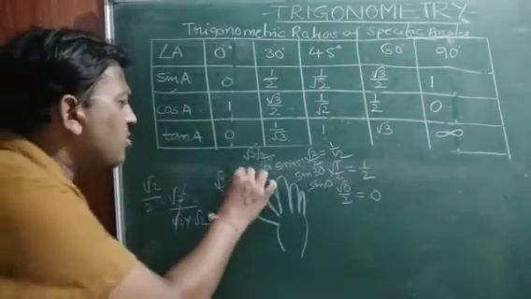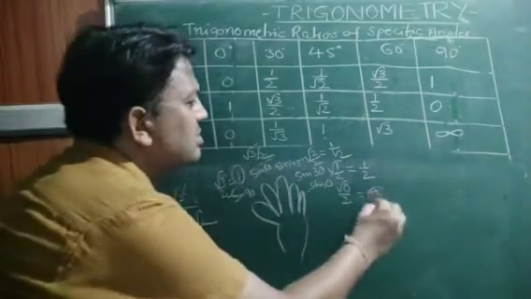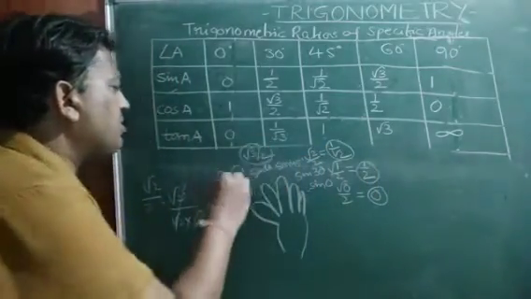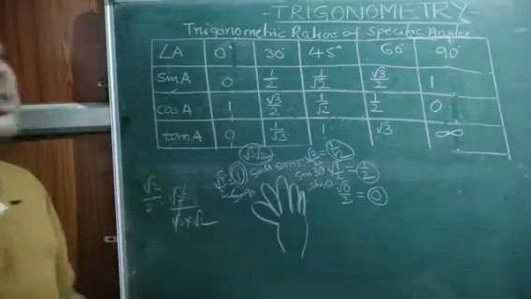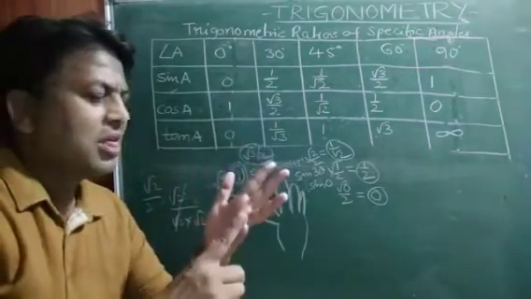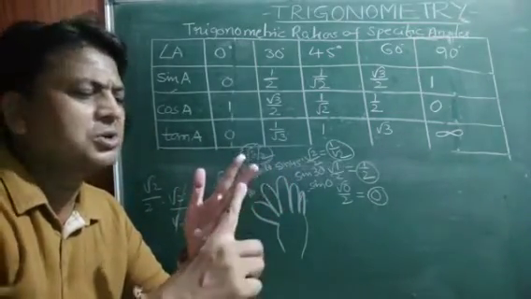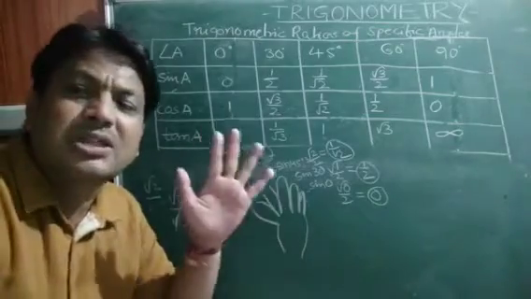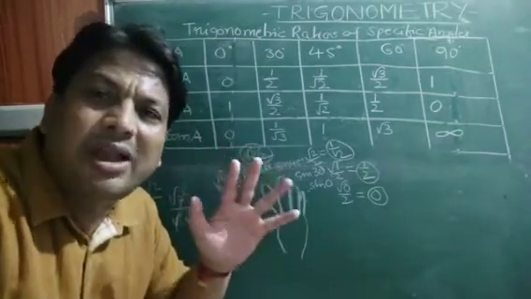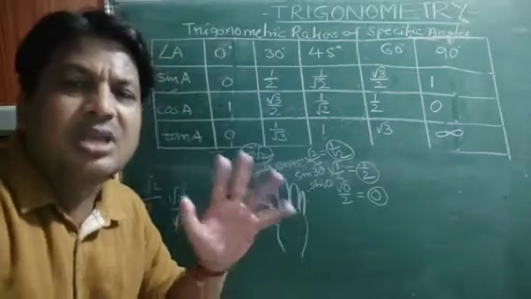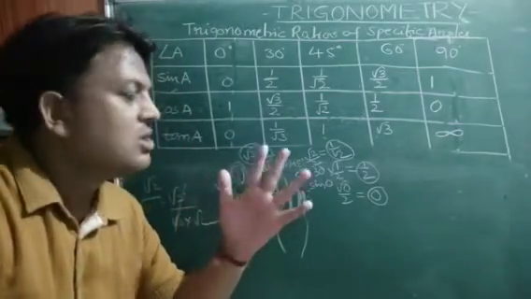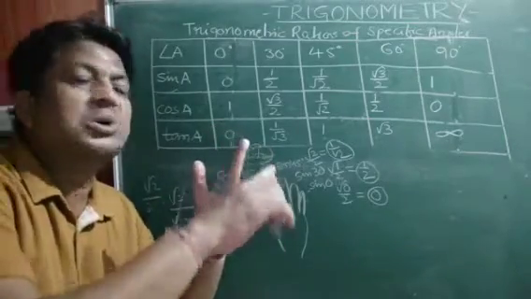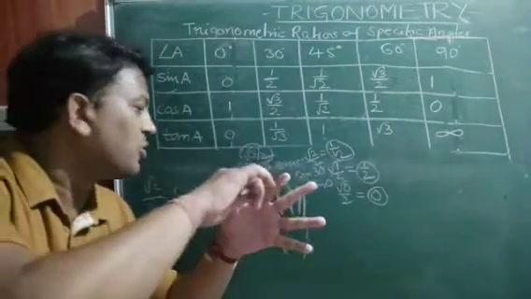2 by 2, 1. That is 0, 1 by 2, 1 by root 2, root 3 by 2 and 1. These are the values. Is it not interesting? 0, root 0 by 2, root 1 by 2, root 2 by 2, root 3 by 2, root 4 by 2. This is only for avoiding confusion in the exam. If you are confused about the value, just go through that. Root 0 by 2, root 1 by 2, root 2 by 2, root 3 by 2, root 4 by 2.